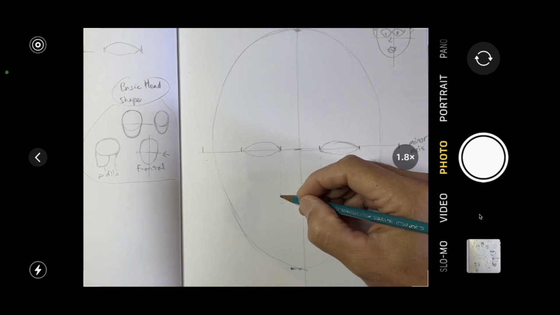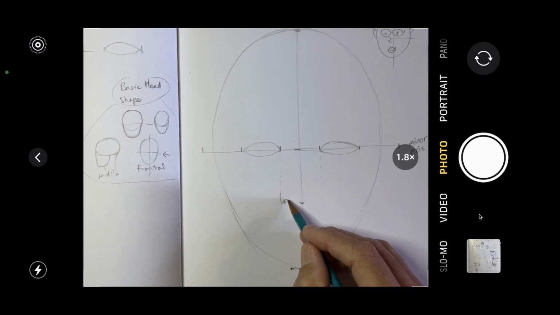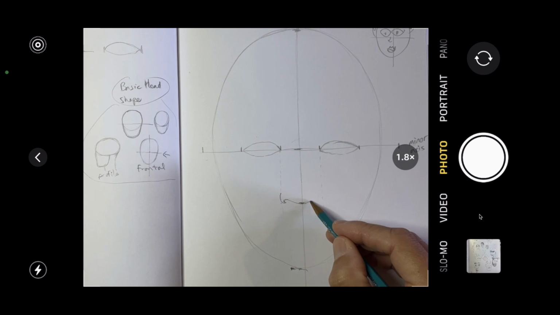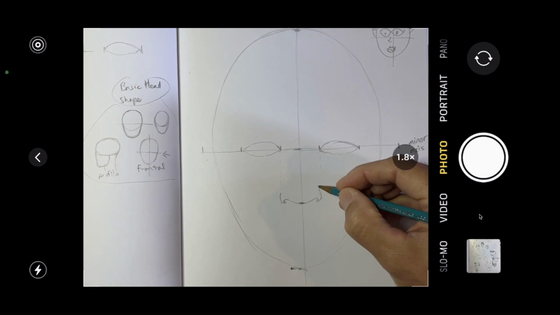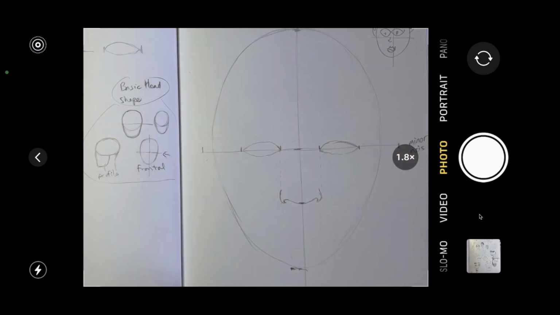So I'm going to start here and come in, and then I'm going to curl, come back out, and dip down for the fleshy part of the nose. And up. Okay. And the height of the nostril over here, if you feel like the height of your nostril, it's not a whole eye height. Okay.